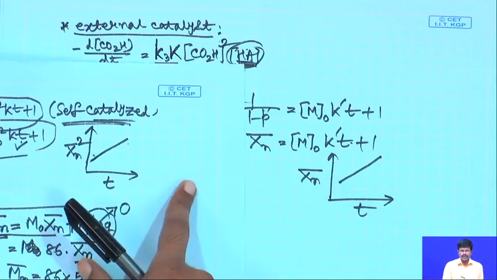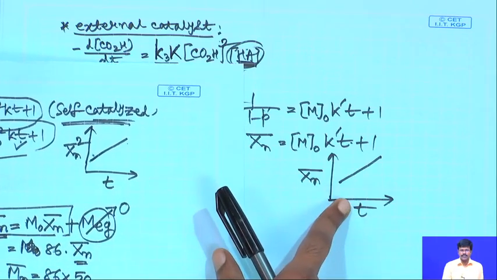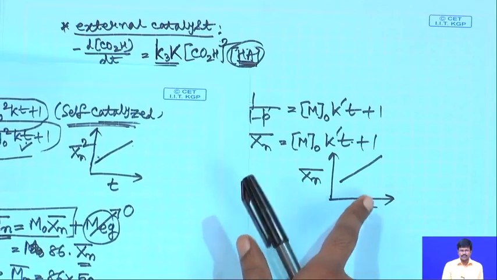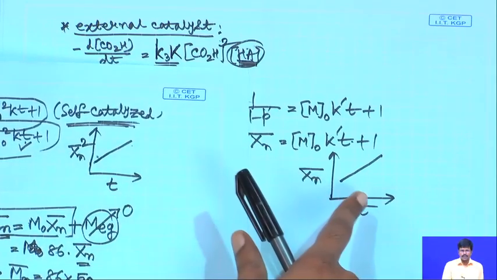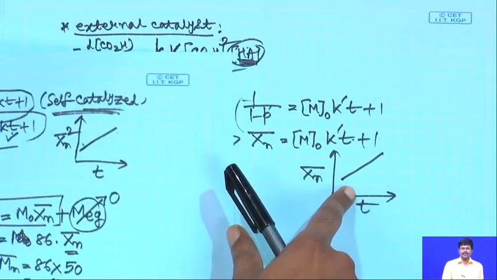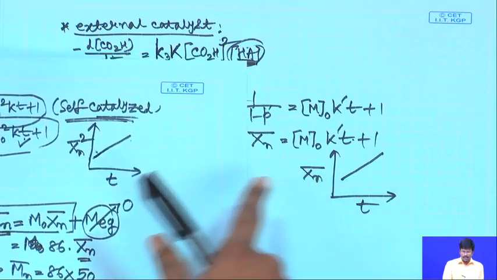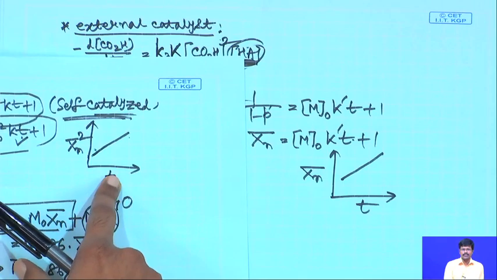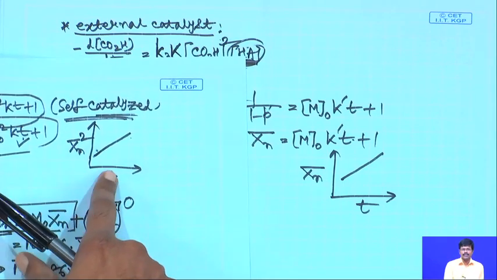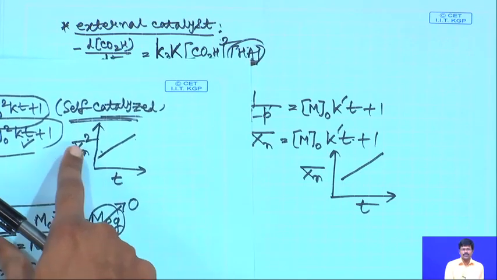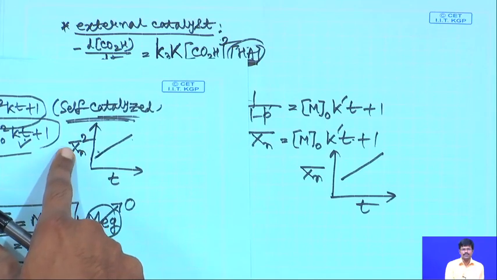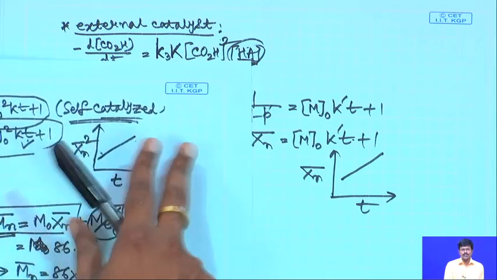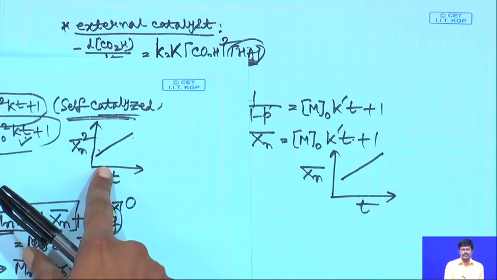So, in effect your degree of polymerization will increase much faster with time, or with conversion, if you are using an externally catalyzed reaction. So, for all practical purposes you do not use the self catalyzed reaction, because the reaction will take so much time to get to an xn which is acceptable to you. It is actually inconceivable in industrial situations.